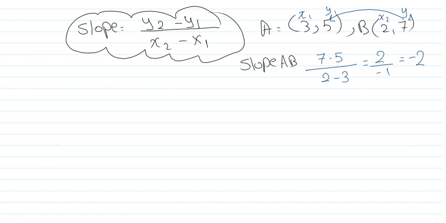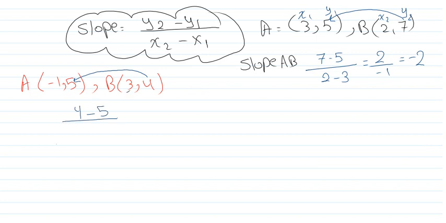Another one. If point A equals (-1, 5) and B equals (3, 4), now we need to find the slope. Slope is y2 minus y1, then 4 minus 5 over 3 minus negative 1. 4 minus 5 equals negative 1, and 3 minus minus means plus, so it will be 4. So the slope is negative 1 over 4.